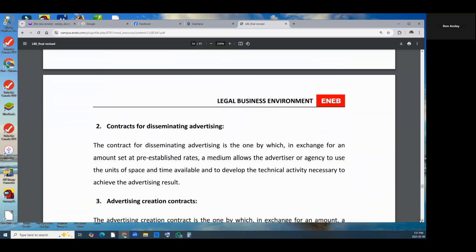The contracts for disseminating advertising. The contract for disseminating advertising is the one by which, in exchange for an amount set at a pre-established rate, a medium allows the advertiser or agency to use the units of space and time available and to develop the technical activity necessary to achieve the advertising result.